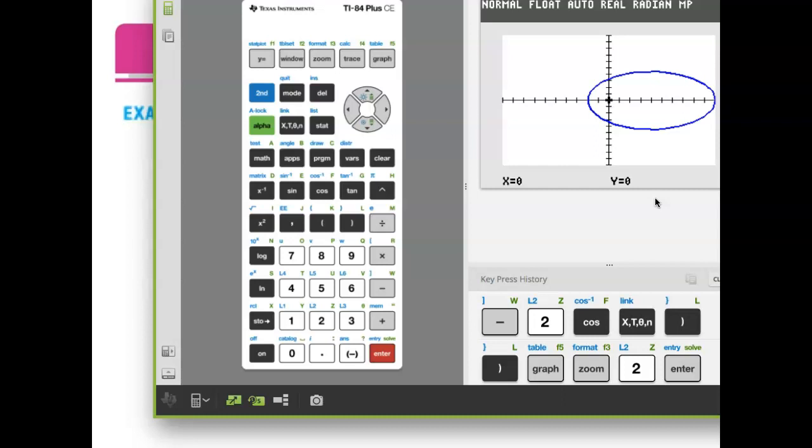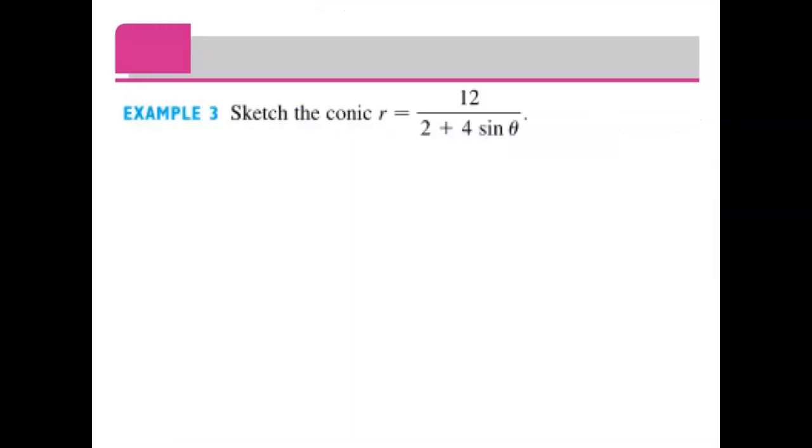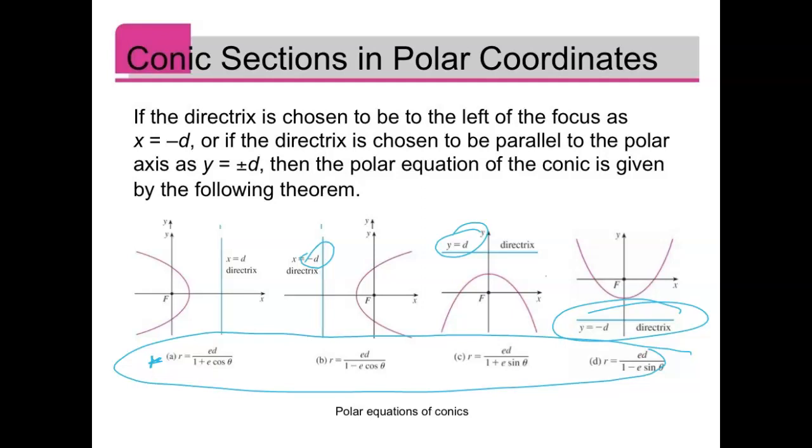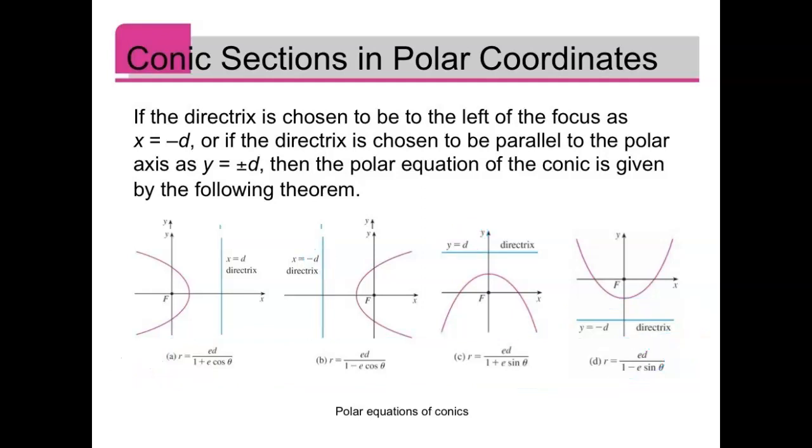All right, we'll do a couple more examples. I think 2 more. So let's sketch another one. So r equals 12 over 2 plus 4 sine theta. First thing we're going to want to do is get this into standard conic form. So we need it to look like one of these 4 situations.